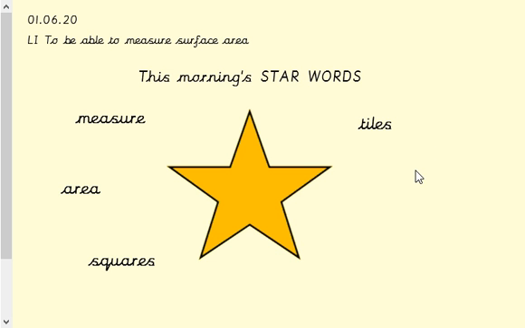Okay, moving on. Our learning intention this morning, as we said before half term, we're starting to look at area and measuring area of shapes. So what we're going to be looking at this morning is measuring surface area, the next part. And our star words this morning would be measure, area, squares, and tiles.